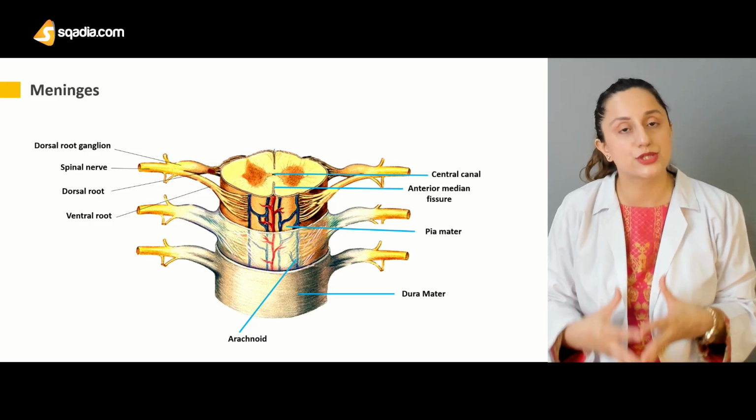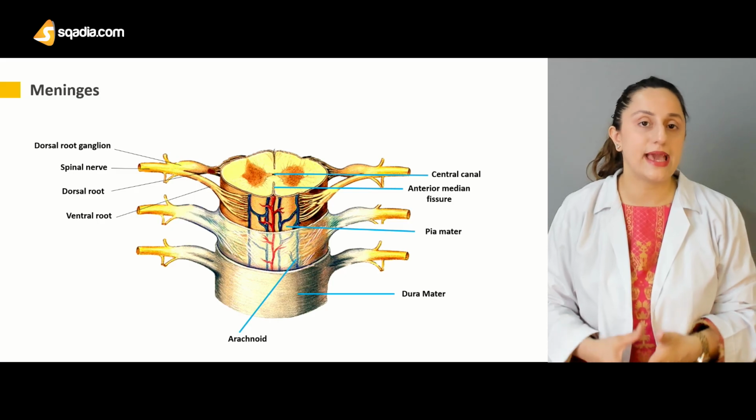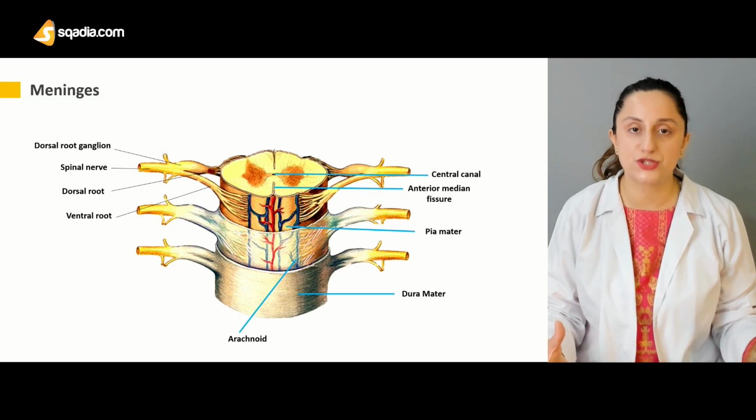So a spinal root is going to contain the sensory as well as the motor roots, the mixed root basically.